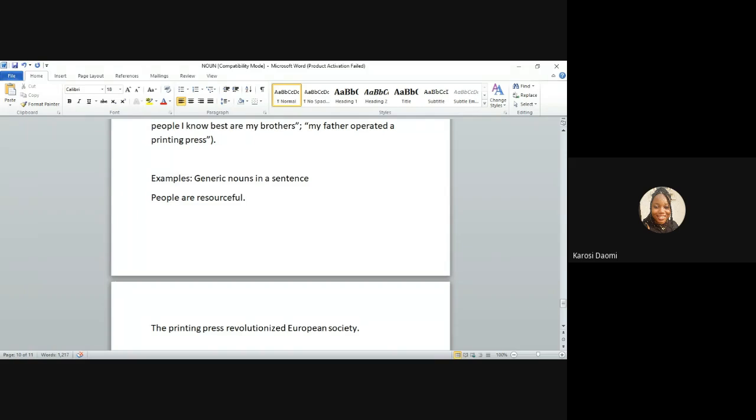So generic nouns are somewhat similar to common nouns. They're general in a way, general names that people are called by, things are called by, or places are called by. So that's that for nouns.